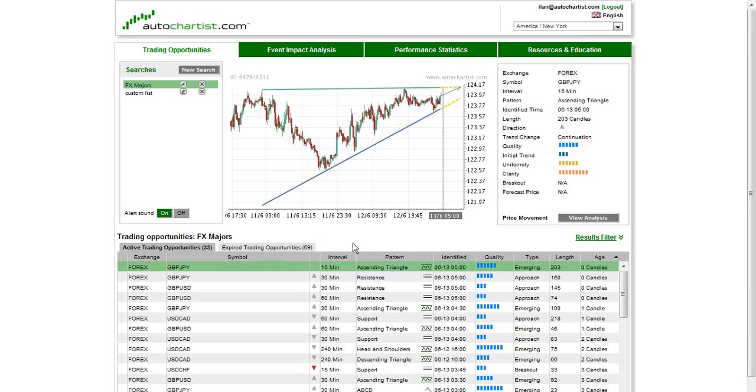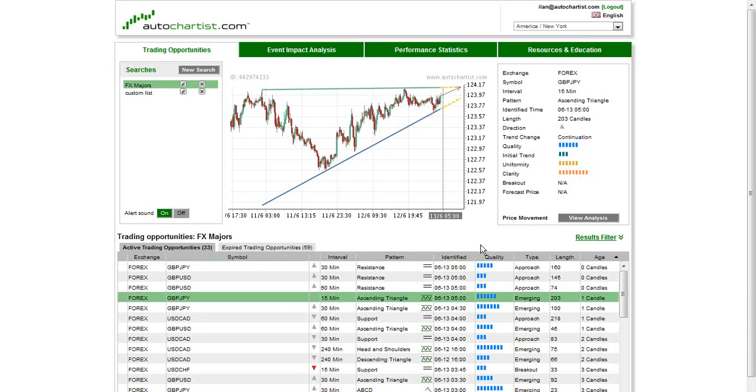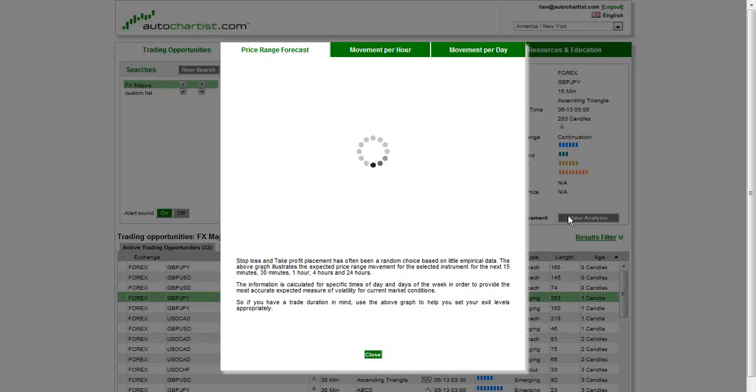Right. So the next thing I want to show you is this little button over here called View Analysis. This is a product that we call Powerstats. Let me click on that button and wait for that screen to come up on all of your screens.